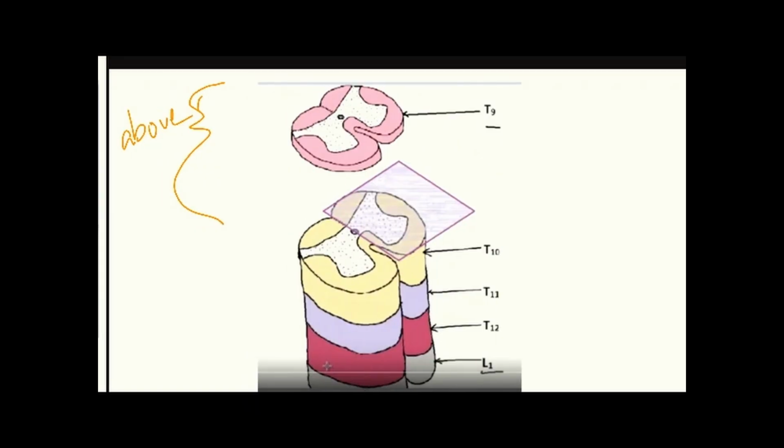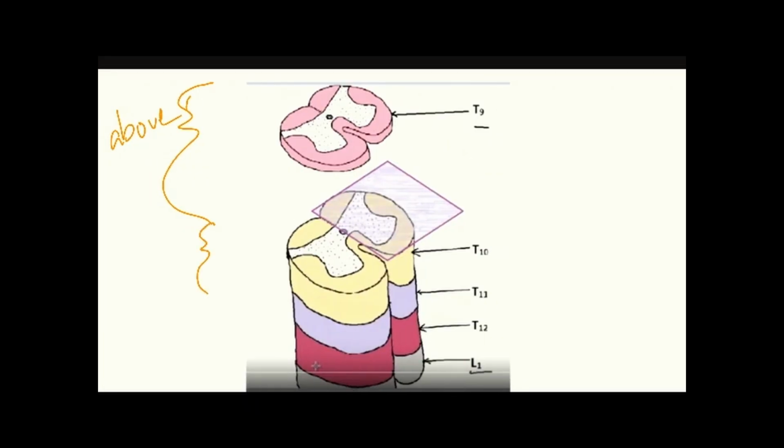So we're going to look at it as above the injury, at the level of the injury, so just T10, and then finally below the injury. And we're going to see what happens when we look at this in 3 different ways.